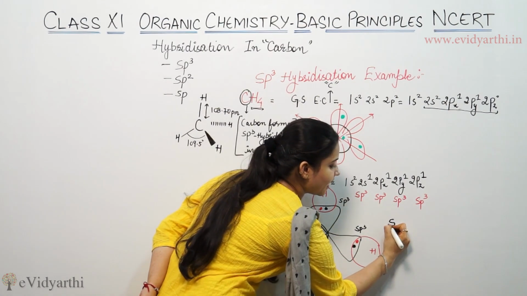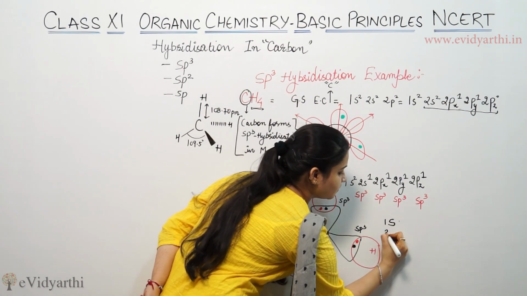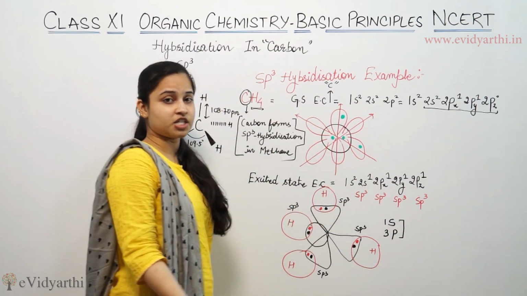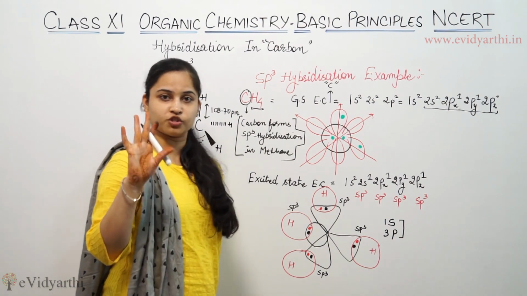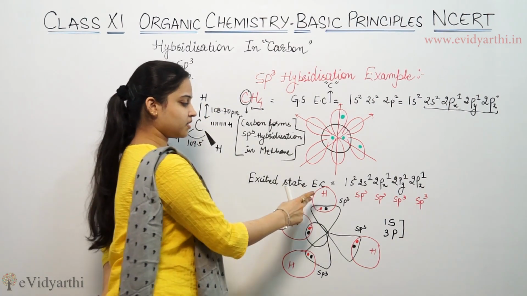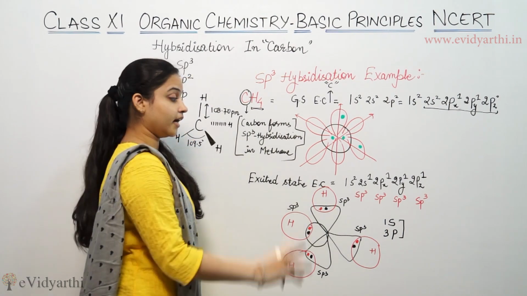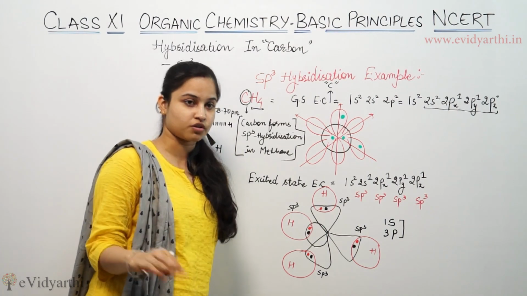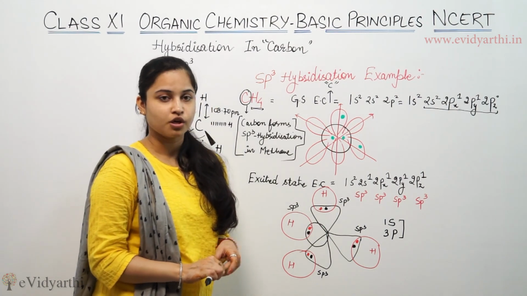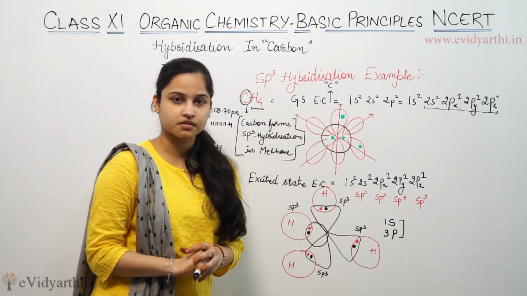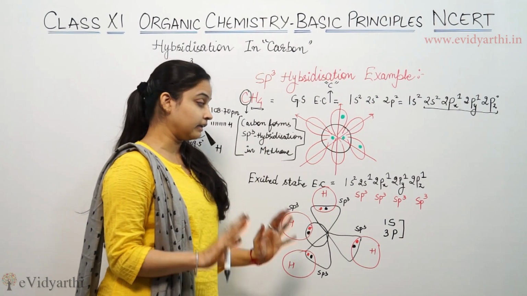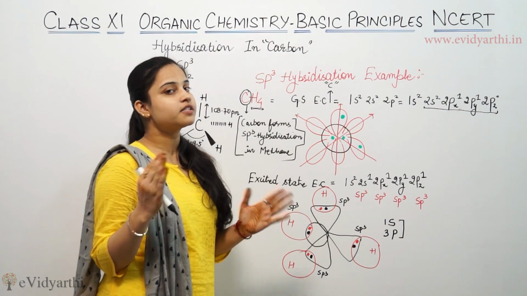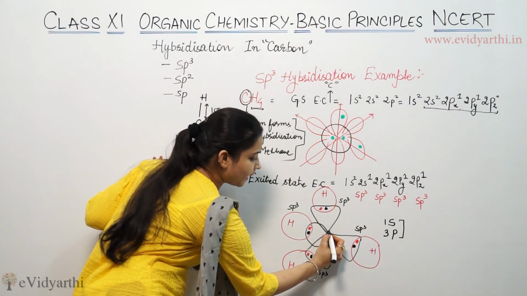There are one s and three p orbitals available for hybridization with the four hydrogen atoms. Since hydrogen has only one electron and carbon has four valence electrons, we need four hydrogen atoms so that the structure becomes stable and carbon attains stability, fulfilling its octet.